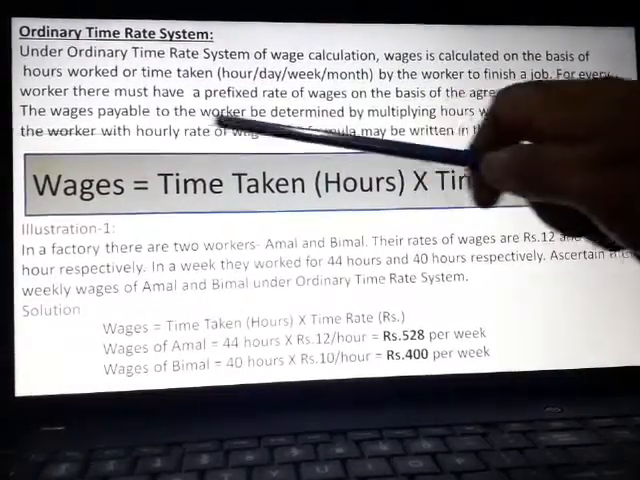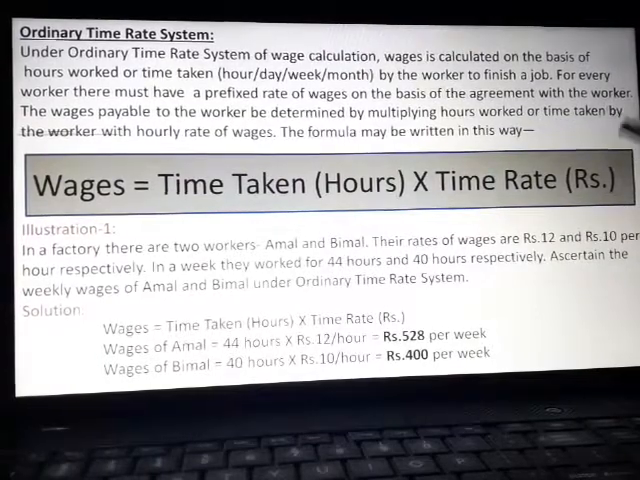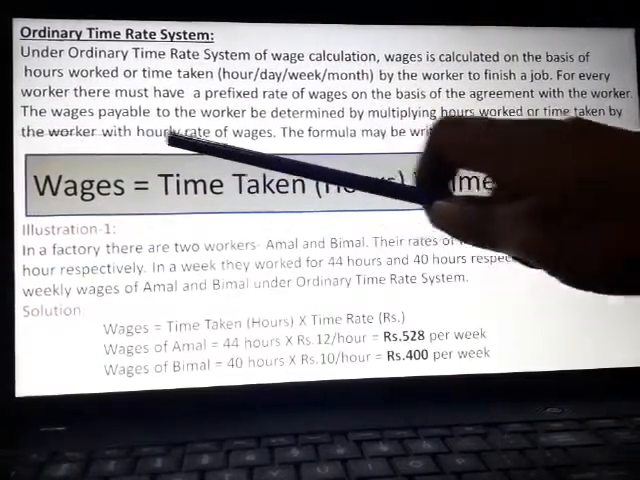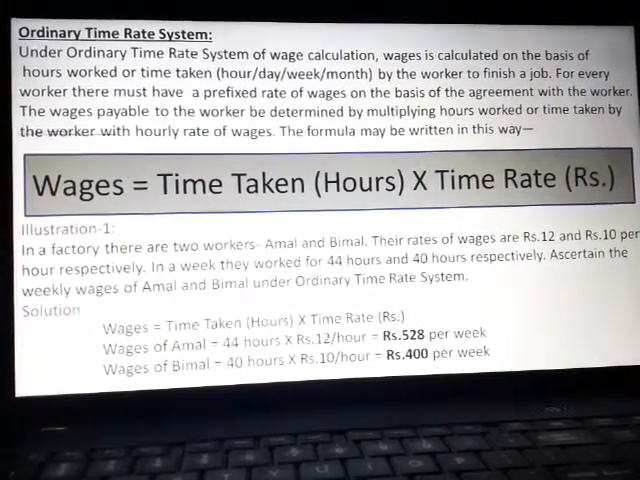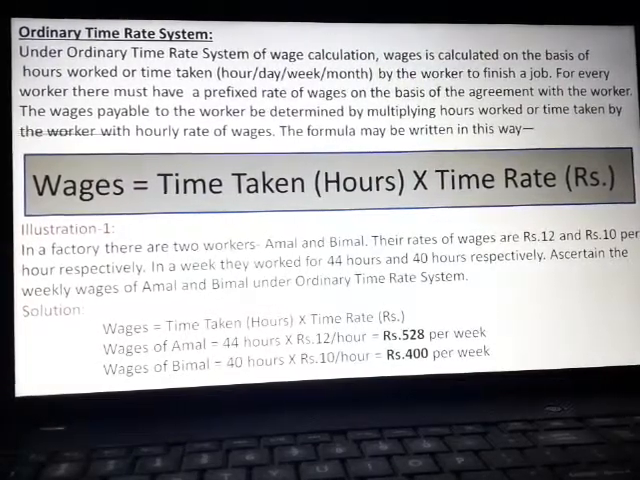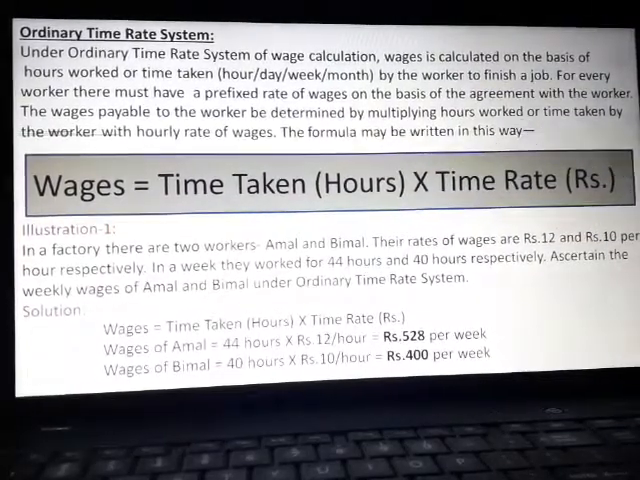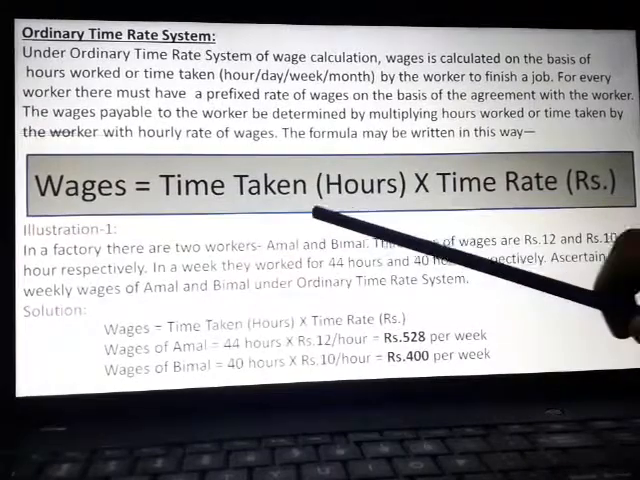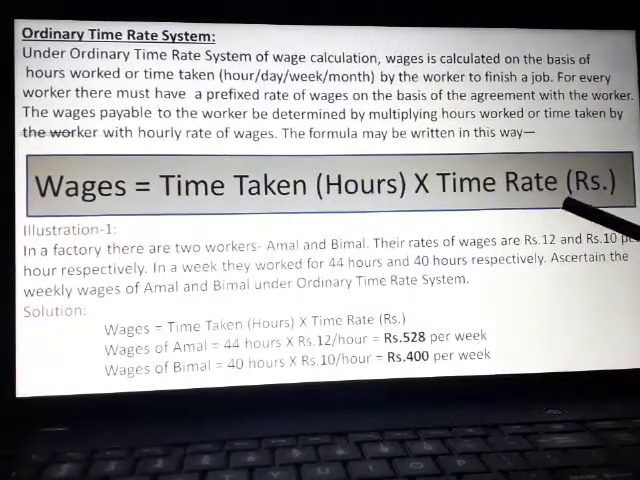The wages payable to the worker are determined by multiplying hours worked or time taken by the worker with the hourly rate of wages. So, how many hours they have worked into the rate of wages results in the total wage payable to the worker. The formula may be written in this way: wages equal to time taken in hours into time rate.